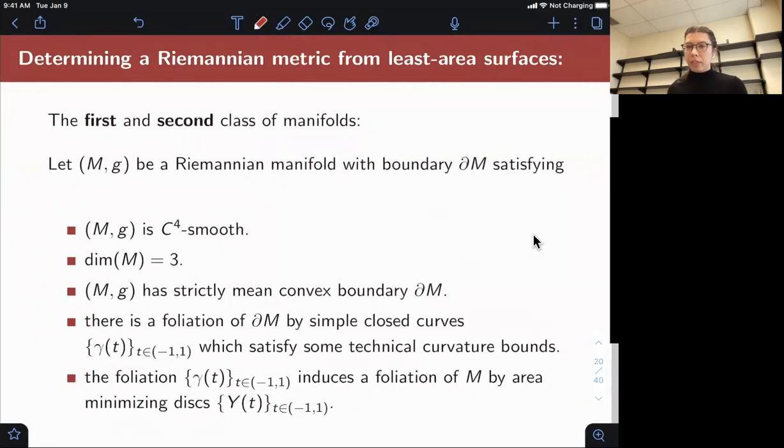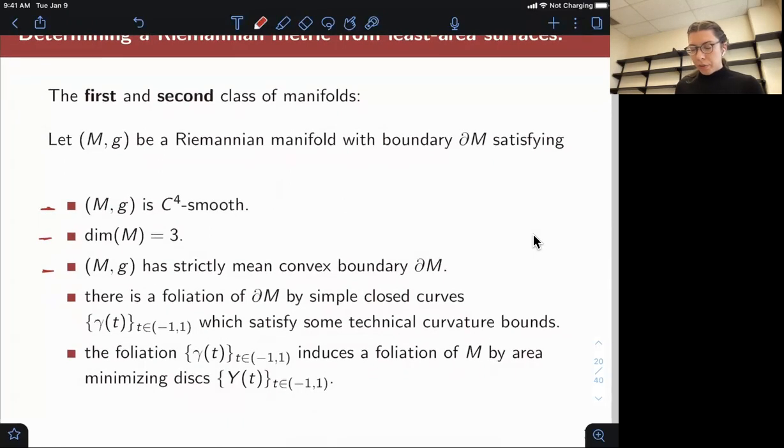Now let me make the distinction between first and second classes. Let me also additionally assume that, just for technical reasons, my manifold is at least C4 smooth. I'm going to work in 3 dimensions, and why 3 dimensions I'll highlight as we go through the proof. I'm also going to assume, just to make my life easy so that I can solve Plateau's problem for any curve that I give myself on the boundary, that the manifold has strictly mean convex boundary, partial M.